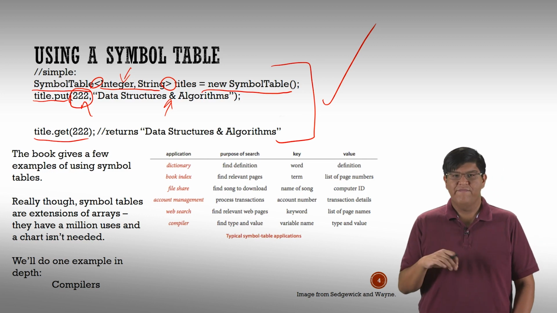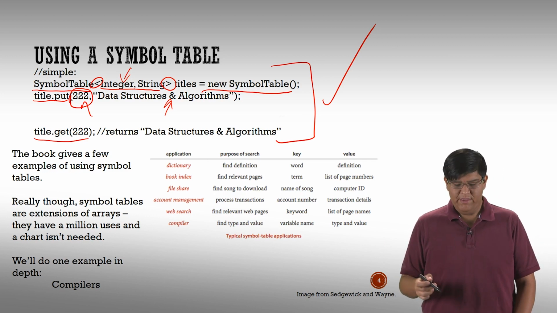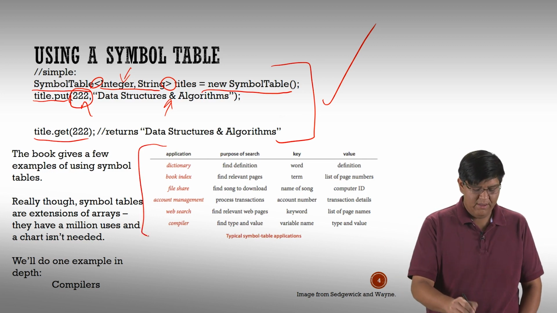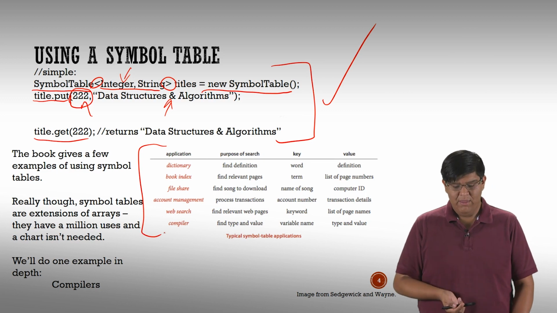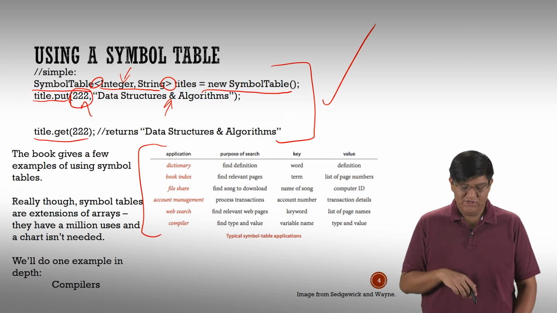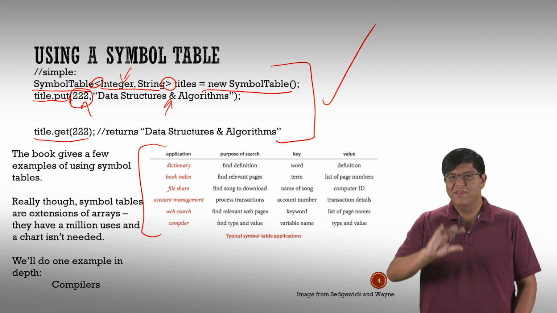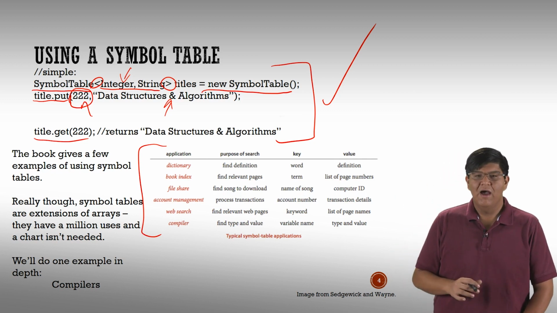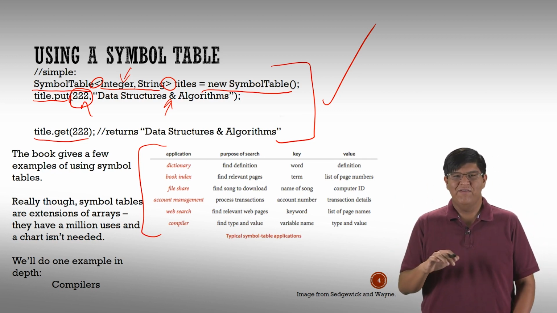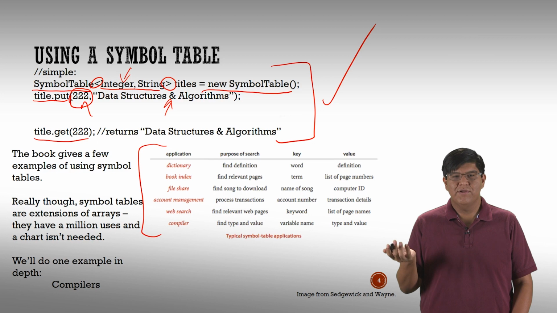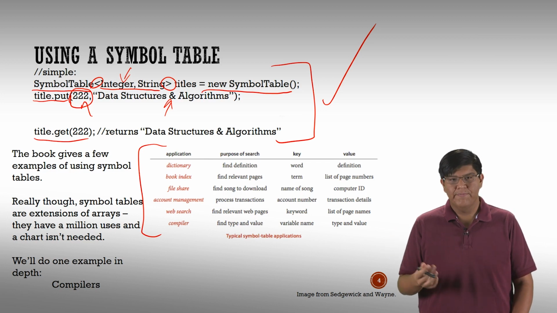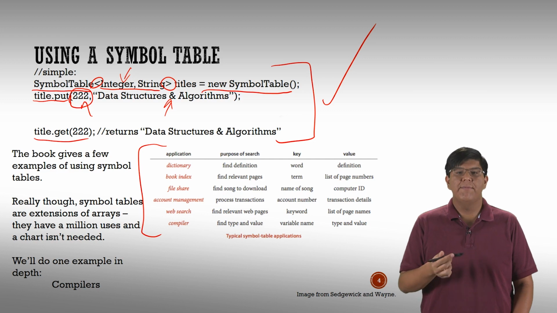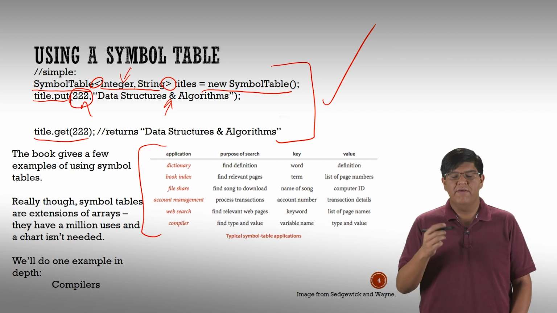All right, so the book gives several examples of using simple tables: dictionary, book index, file share, account management. There's all these different domains where you can use this thing. To me, I think this is kind of funny to even give an example list of things to use a simple table with, because the simple table is just a way to store data, right? An array is just a way to store data, right? Anytime you need an array, you could potentially use a simple table. Maybe it would give you a bit more power, a little bit more flexibility.